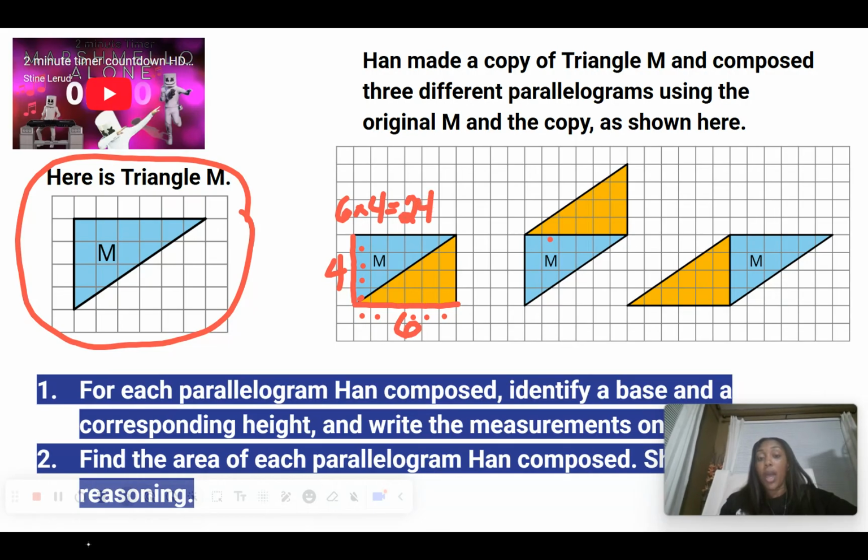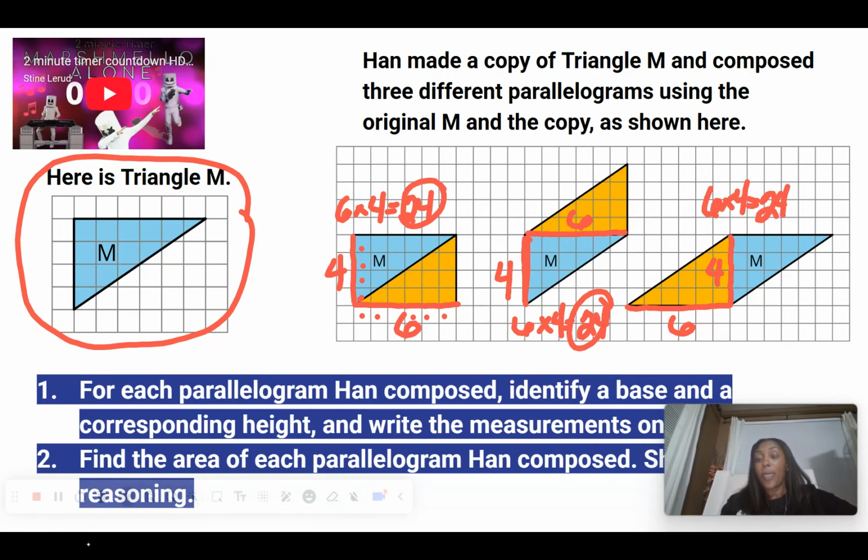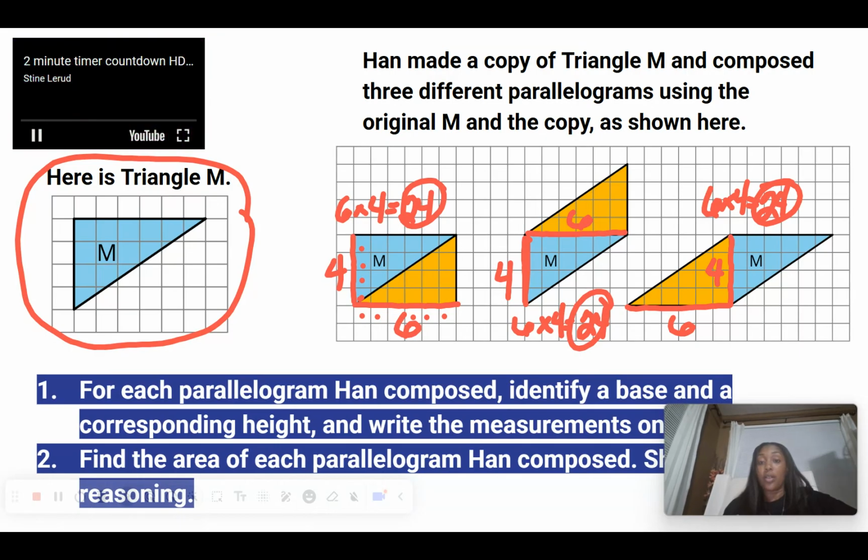For this parallelogram, I can figure out what my base and my height is. I can make this my base, and this would be 4. And I can make this my height, and this would be 6. And then again, I'm going to do 6 times 4, which gives me 24. And then for this parallelogram, again, I can make this my base. I can make this my height. And so my base would be 6, and then my height here would be 4. And so again, I'm going to do 6 times 4, and that's going to give me 24. So each one of these had a base and a height of 6 and 4, and it gave me an area of 24.